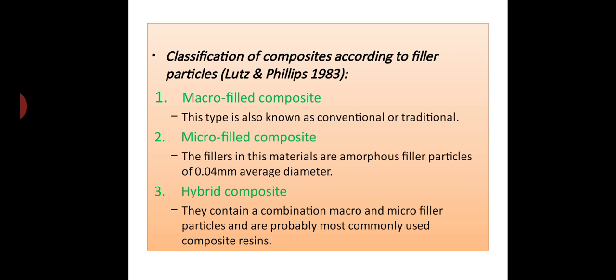Now we come to the classification, which was proposed by Lewis and Phillips in 1983. Microfilled composite: this type is also known as conventional or traditional microfilled composite. The fillers in this material are amorphous filler particles of 0.04 micrometer average diameter. Hybrid composite: they contain a combination of micro and macro filler particles and are probably the most commonly used composite resins.